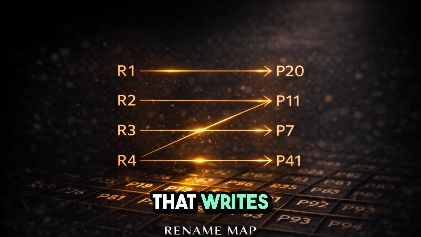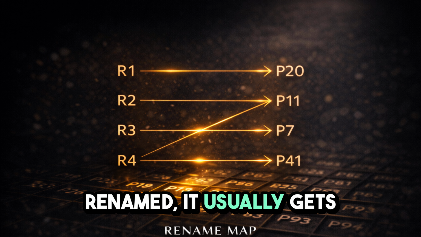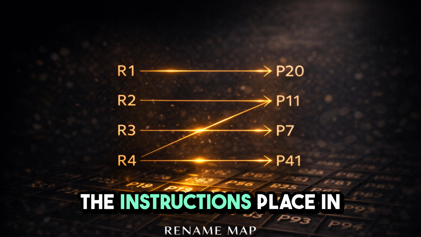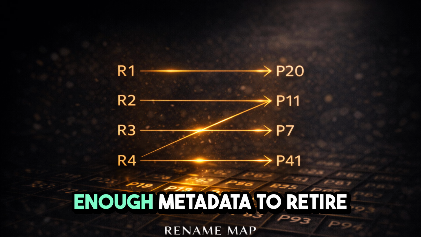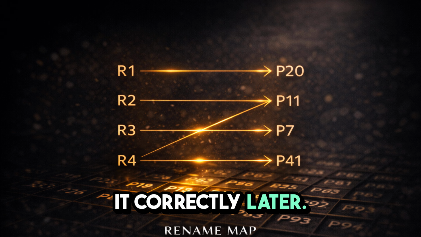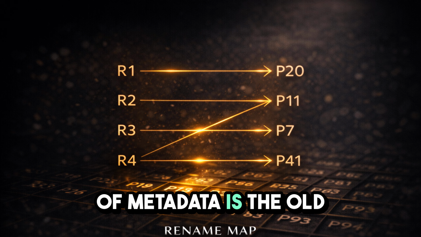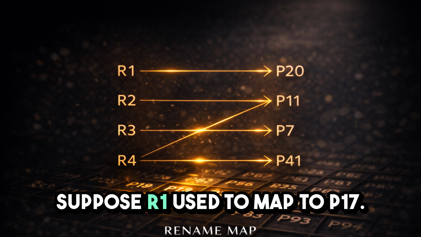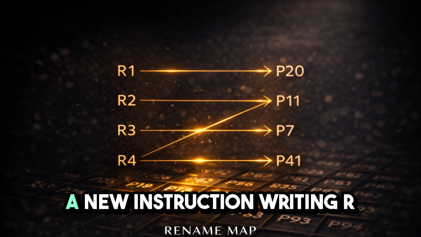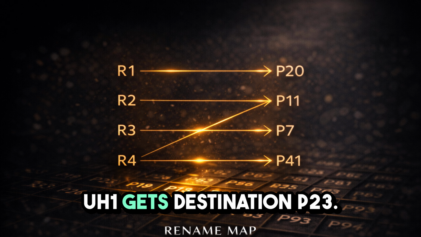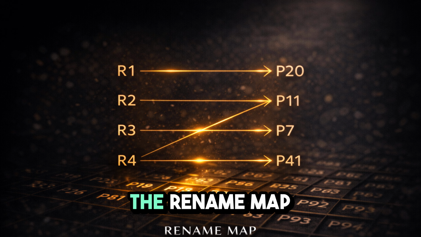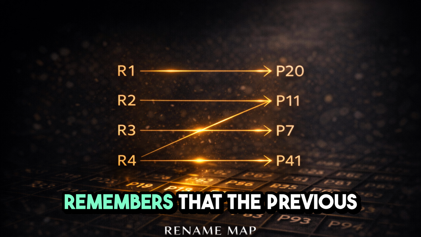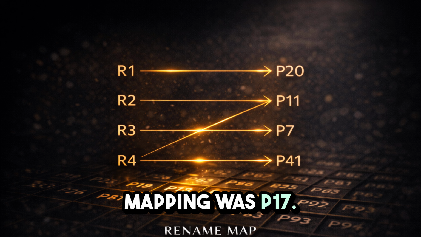When an instruction that writes a destination register is renamed, it usually gets an entry in the reorder buffer as well. That entry tracks the instruction's place in program order and contains enough metadata to retire it correctly later. One important piece of metadata is the old physical register that the instruction displaced. Suppose R1 used to map to P17. A new instruction writing R1 gets destination P23. The rename map updates R1 to P23. The reorder buffer entry for that instruction remembers that the previous mapping was P17.